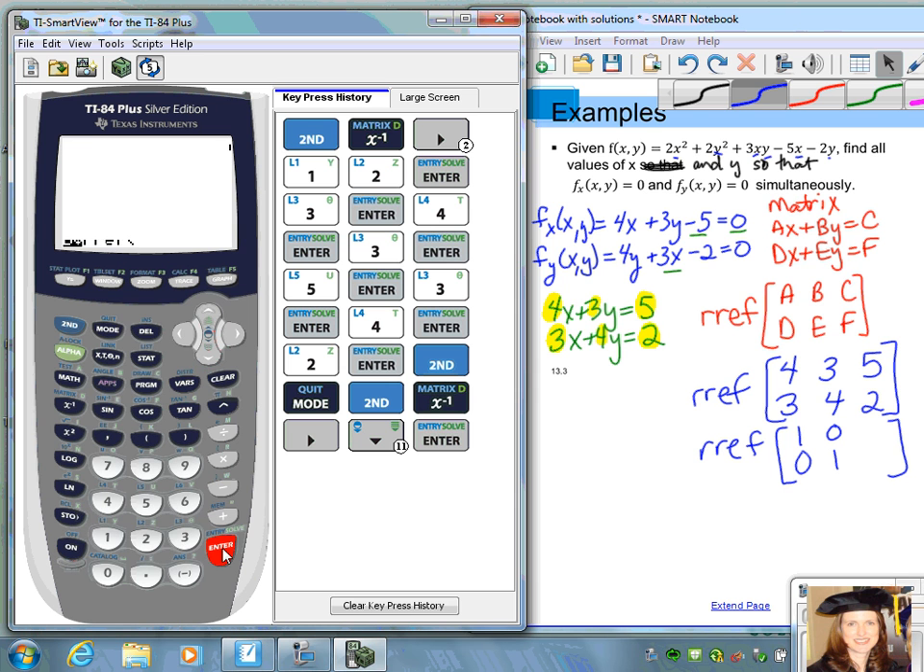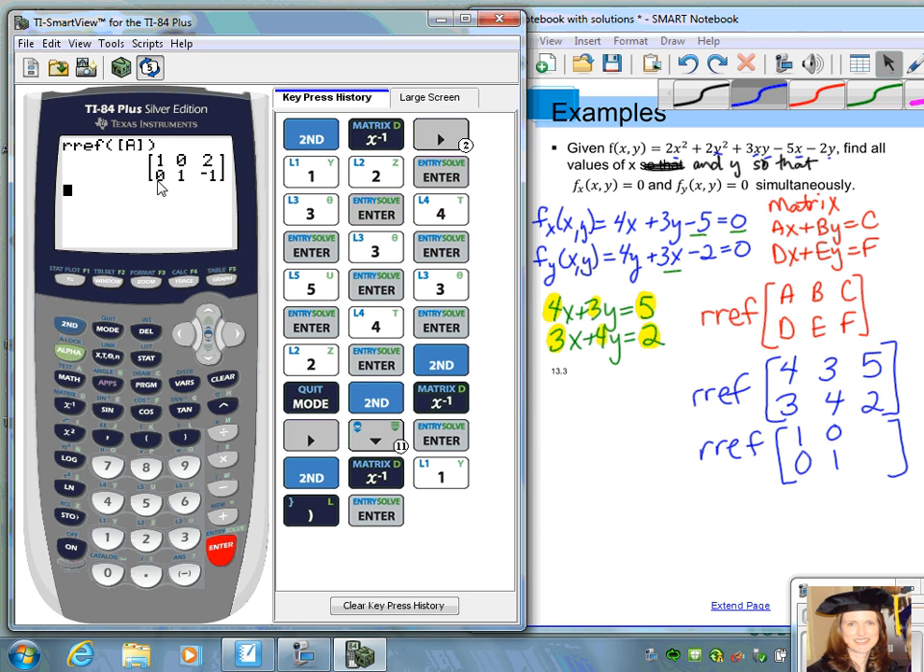So I'm going to go to that command, reduce row echelon form, and then I need to tell it to reduce the matrix that we built, which was matrix A. So I'm going to go back to the matrix menu, second matrix, and I'm going to choose the name of the matrix that I want to reduce, which is number 1, and I can close the parentheses. So it'll take whatever's in matrix A and reduce it into this echelon form, and we get 1, 0, 2, 0, 1, negative 1. That ends up giving you the solution to the system of equations.